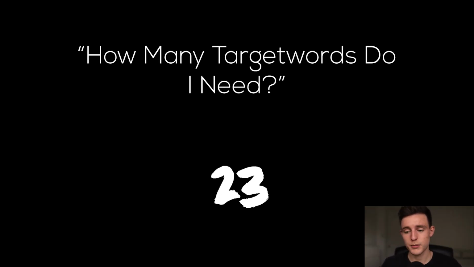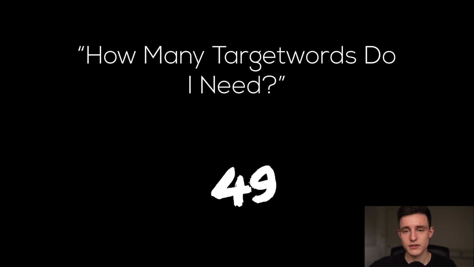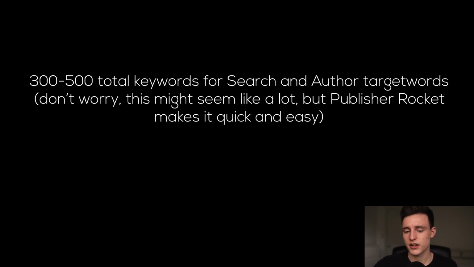So you're probably wondering, how many target words do I need? Because I haven't really mentioned that yet. So 300 to 500 total keywords for search and author target words. Don't worry, this might seem like a lot, but like I said, Publisher Rocket makes it very, very easy. So once you perform those manual methods and then apply the Publisher Rocket method to finding target words, it makes it very easy to get 300 to 500 keywords. And honestly, you're probably going to get way more than this many keywords, but this is just a good range to shoot for. Depends on your keyword and depends on your niche completely how many target words you end up getting.